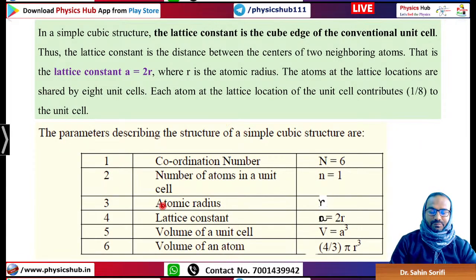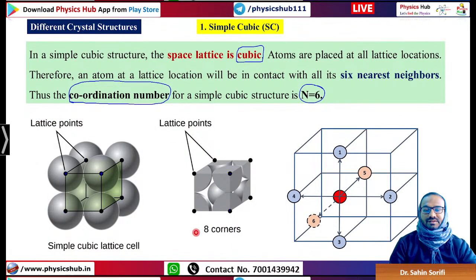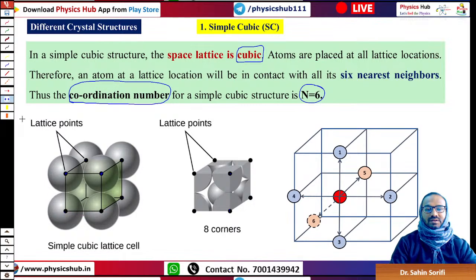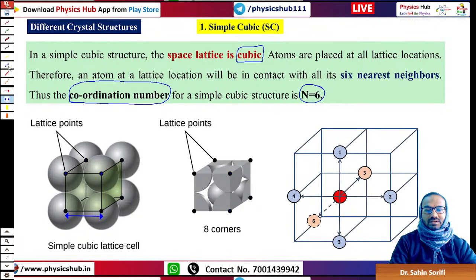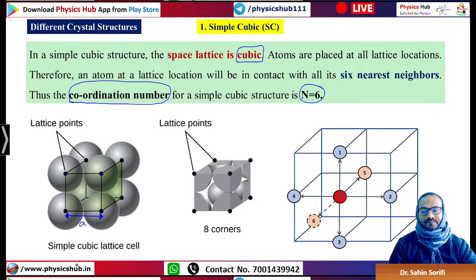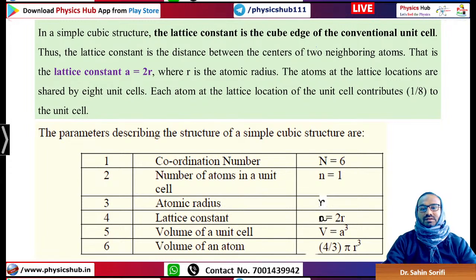So in a simple cubic structure, lattice constant is the cube edge of the conventional unit cell. Lattice constant means the separation between the cube edge. This is the lattice constant. That value you already know. So this is the lattice constant, that is a. Okay, separation between the cube edge of the conventional unit cell.